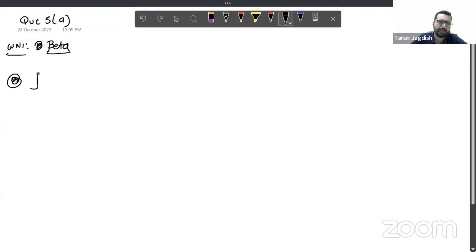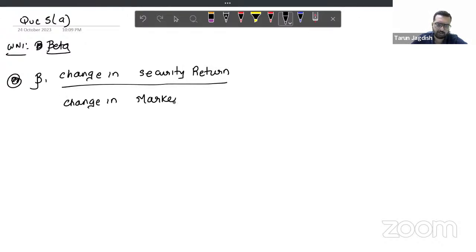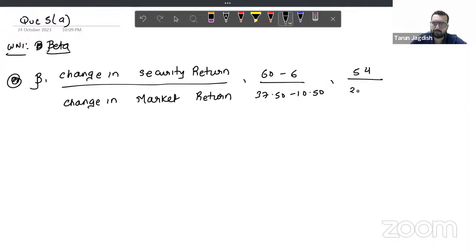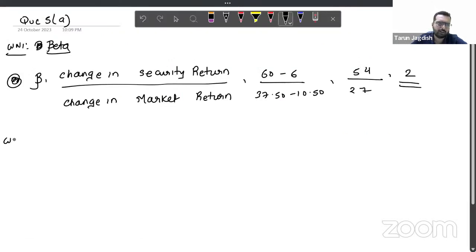So how do you find out the beta in this case? It will be change in security return divided by change in the market return. That's the easy formula that we can use. So it will be 60 minus 6 divided by 37.5 minus 10.5. So what is the answer that you get over here? Do you get 54 divided by 27? Do I get the beta as 2 over here? Correct? All right. Expected return. So now they're asking you to find out the expected return.